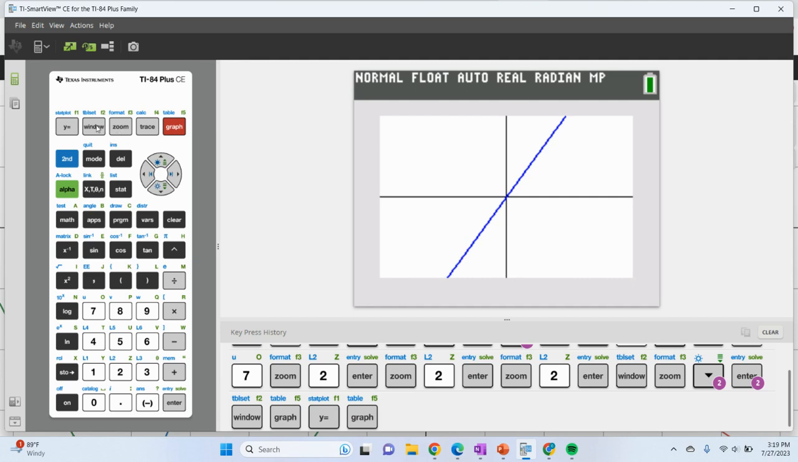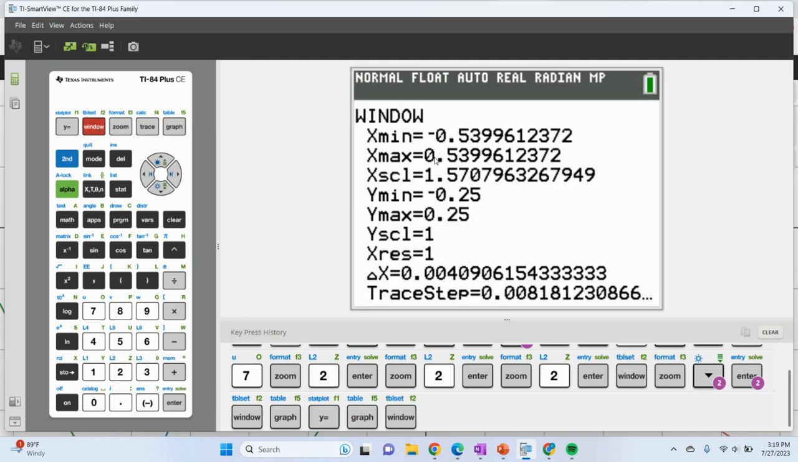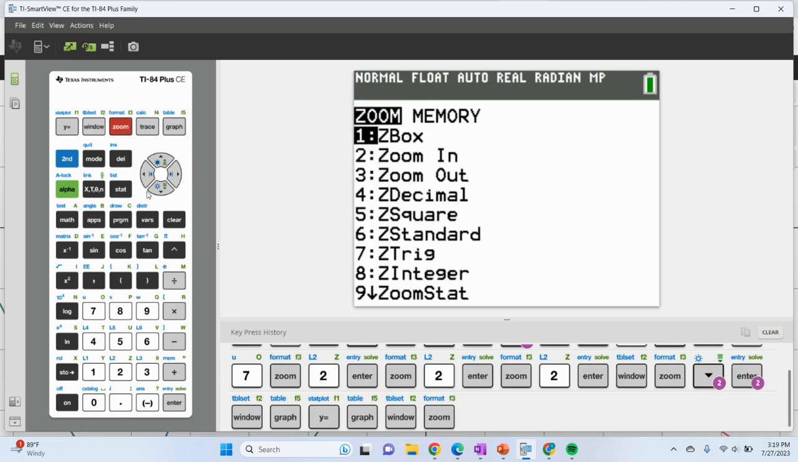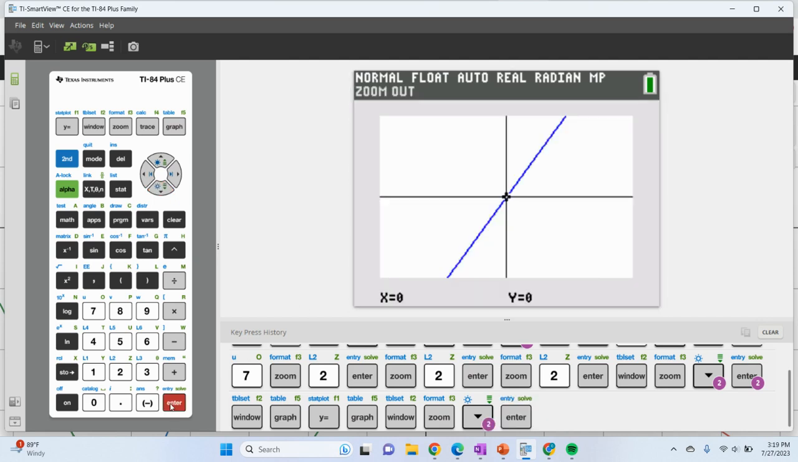However, if you look at the window here, you can see we're really zoomed in here, only -1/2 to 1/2 on the X and 1/4 to -1/4 on the Y. Now make sure you know how to zoom in and out on your calculator. You hit zoom. I'm going to zoom out because I'm pretty zoomed in right now. I'm going to go to zoom out. I'm going to hit enter, but I haven't actually zoomed out yet. You need to put this little blinky wherever you want the focal point to be when you zoom out. I have it at the origin. I'm going to hit enter. Now I'm actually zoomed out.